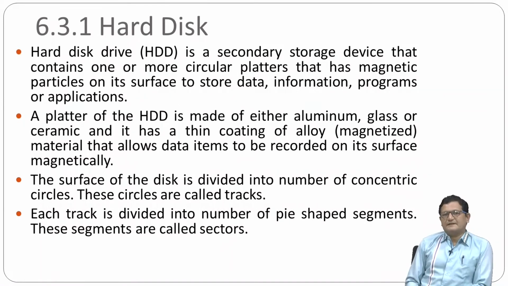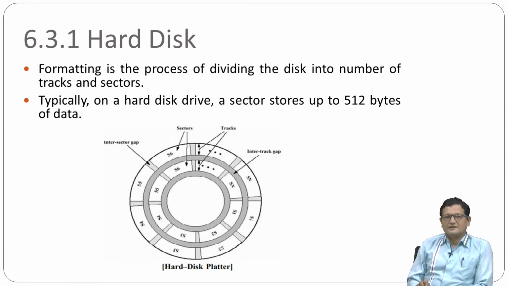The surface of the disk is divided into a number of concentric circles, and these circles are known as tracks. Not only that, each track is further divided into pie-shaped segments, and those are called sectors. So see here, the circles are there. I have mentioned that tracks are there.